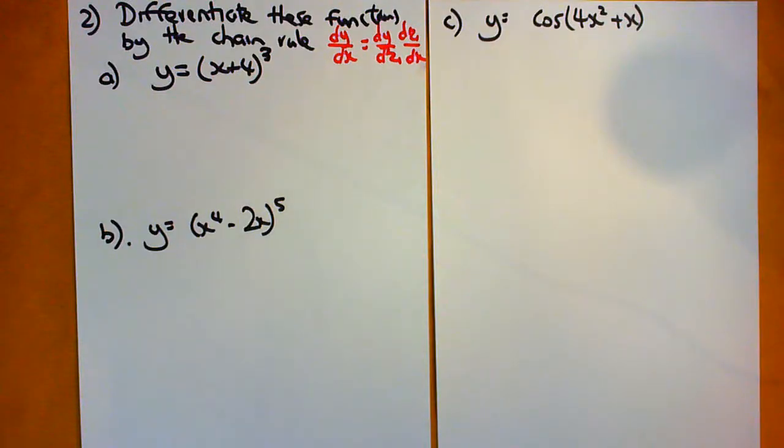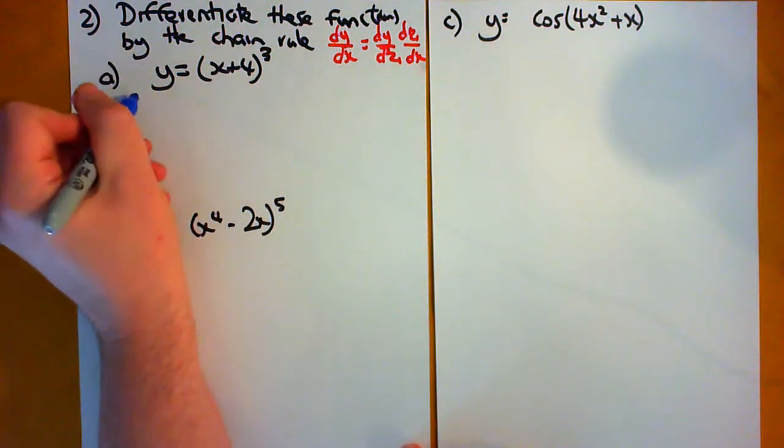Hello viewers, tutorial 9 question 2, and we're using the chain rule to differentiate three functions. So the chain rule is what you see in red there, dy by dx is dy by dz times dz by dx. So we need to decide on our z.